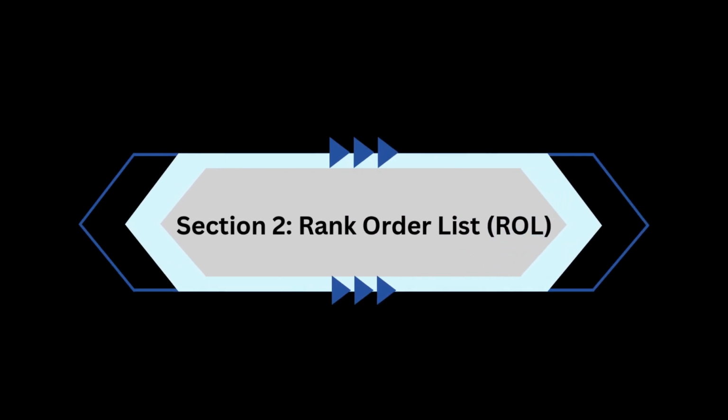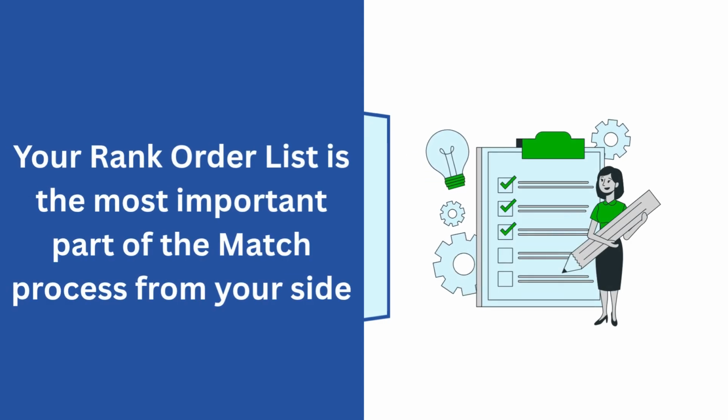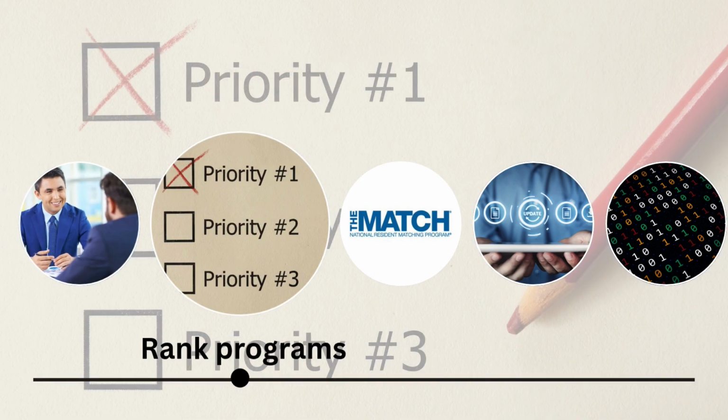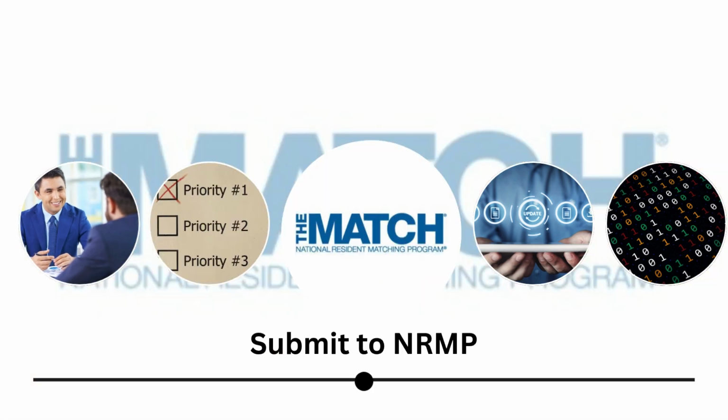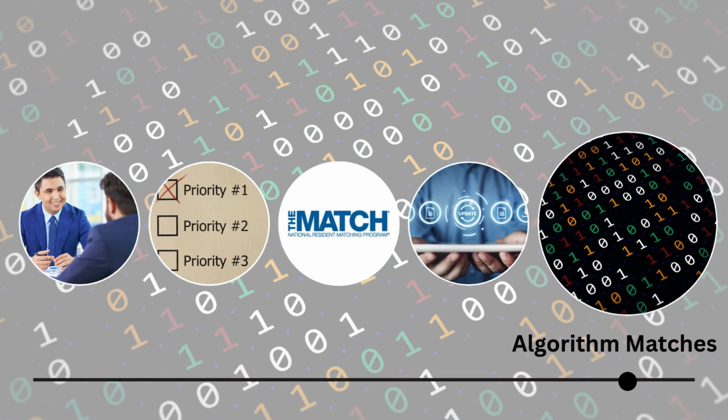Section 2. Rank Order List, ROL. Your rank order list is the most important part of the match process from your side. It determines where you could potentially train for the next 3 years of your life. What is a rank order list? The rank order list is the list of residency programs where you interviewed, arranged in the order of your genuine preference. You submit this list to the NRMP through their online system, and it plays a central role in determining where you'll match. Programs also submit a rank order list of the applicants they interviewed. The match algorithm takes both lists and processes them to find the most mutually favorable outcome.